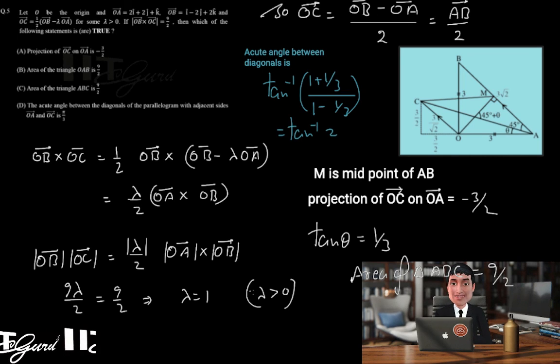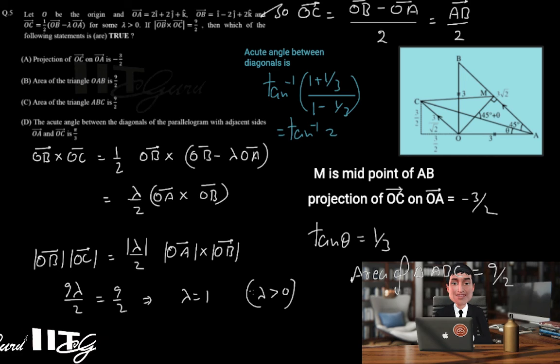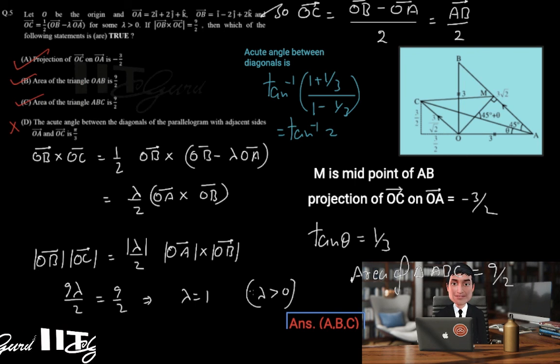So check it here. Which options are correct? If we see the options here, B and C options are correct. D is wrong. So finally the answer will be, here we see, okay, so this is the final answer: A, B, C options are correct.